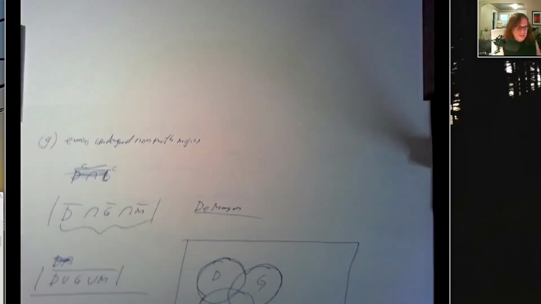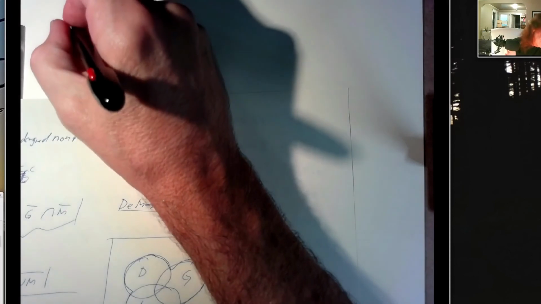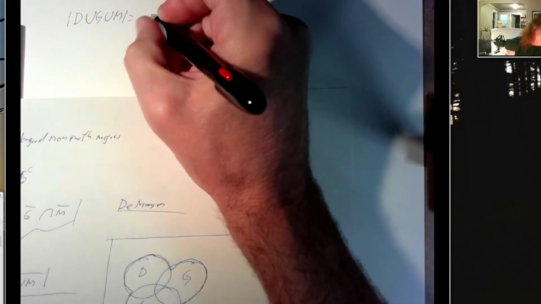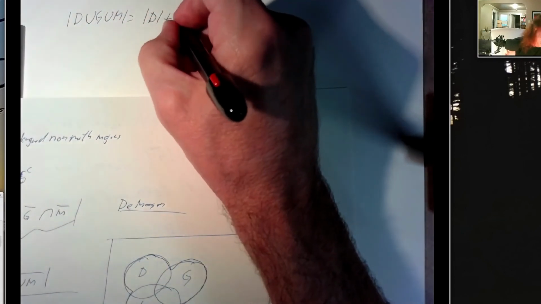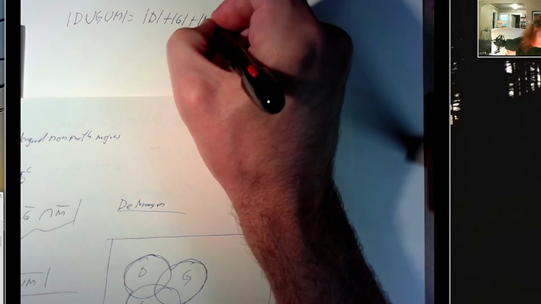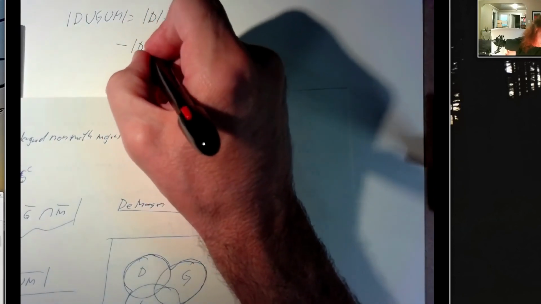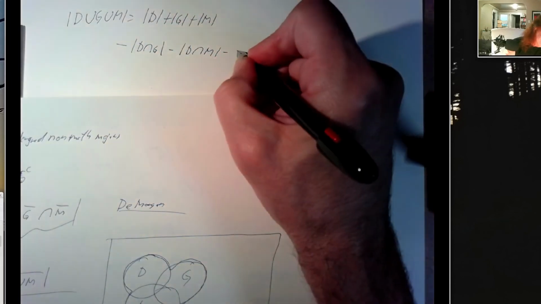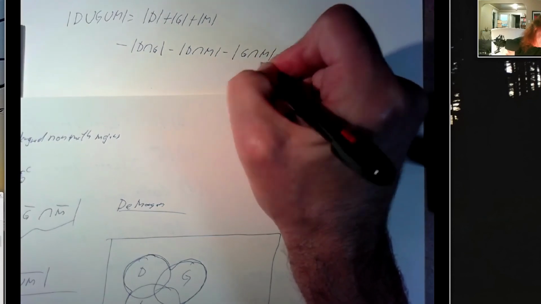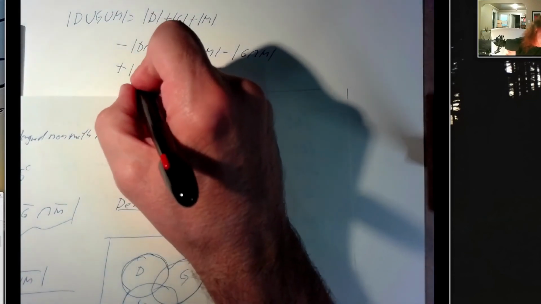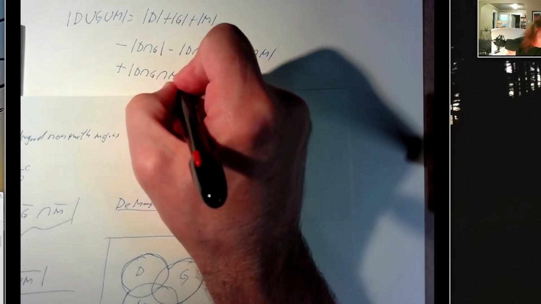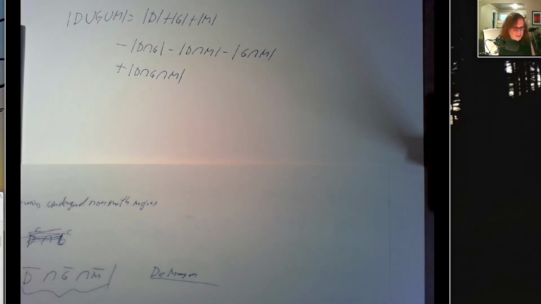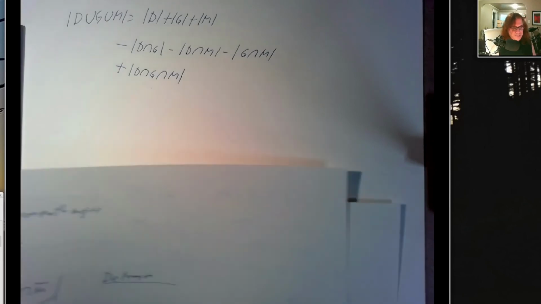So let me write this out on a clean sheet of paper. The number of people who are in D or in G or in M will be the following: the number in D plus the number in G plus the number in M minus the number in the three intersections, plus adding back the number who are in all three. And that'll be the number of people who are either day students, graduate students, and or math majors.